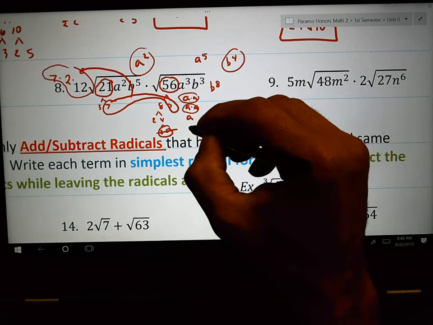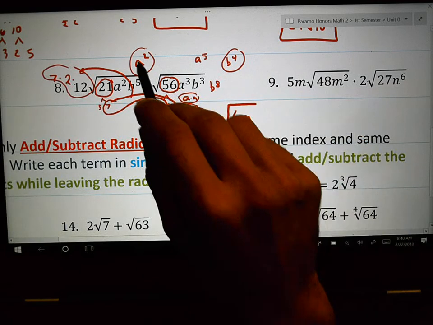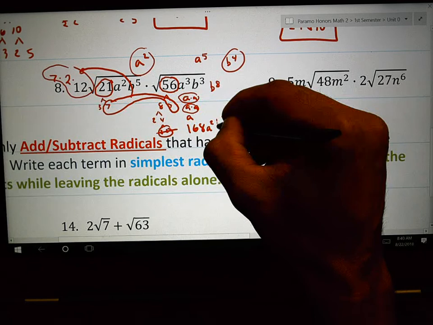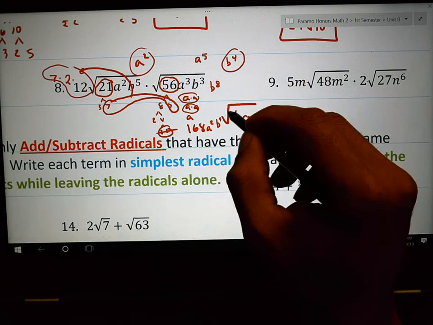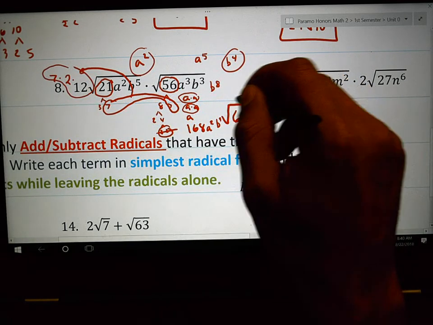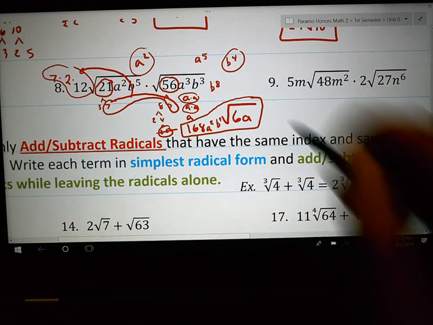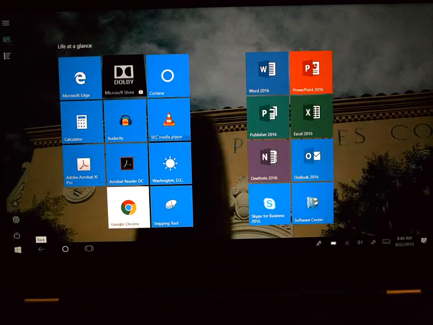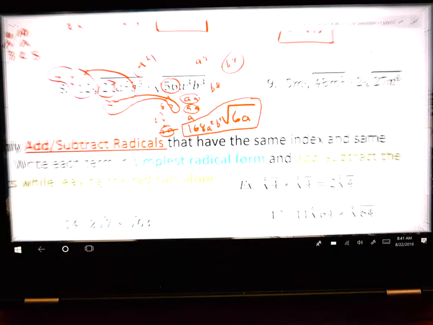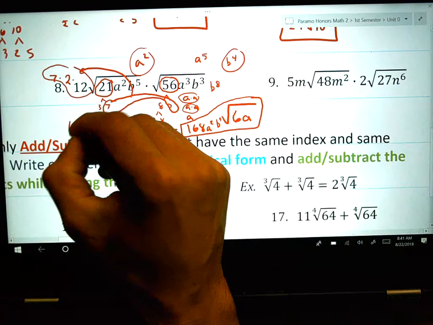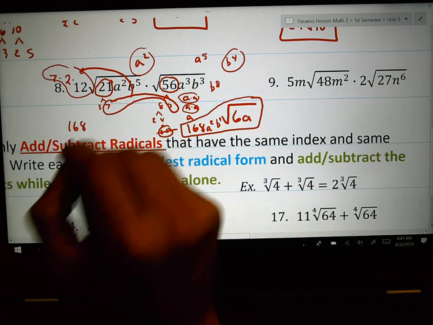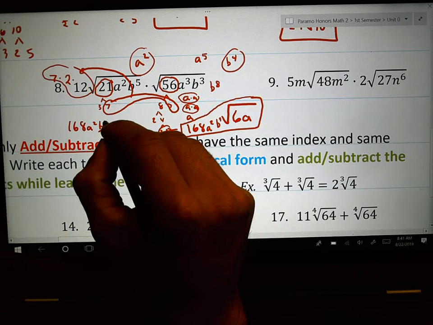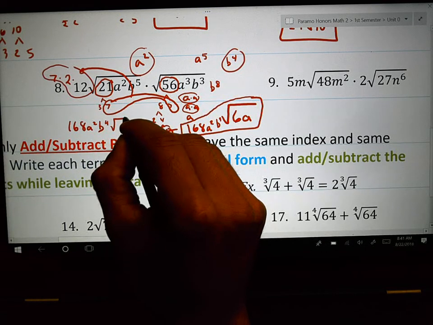So 168. I have an A squared that popped out, and I have a B to the 4th that popped out, and the 6A is left over. There are no more B's inside there. This answer is really messed up. So whenever I do something like that, I always rewrite my answer so that I can be clear. 168 A squared B to the 4th root 6A.